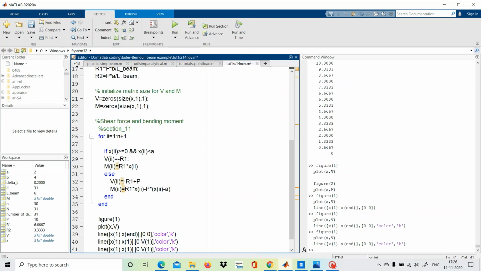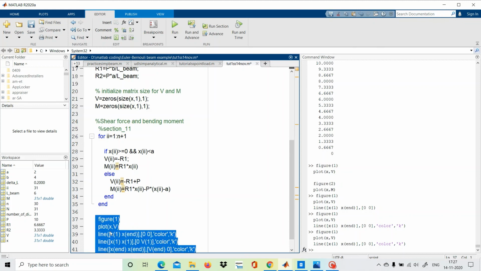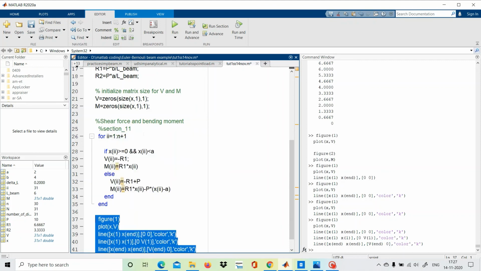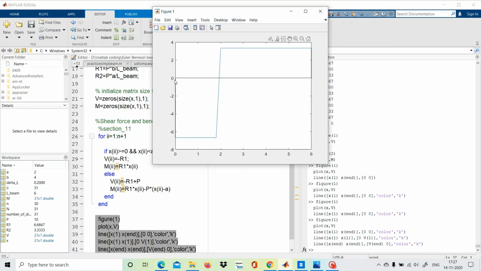For the last one, we want x at end, and this is also part of the end, and then what we want to combine is 0, or we can say v at end, the v at end value, and then it should come back to 0. So now let us see the result. Now it is showing an enclosed box.